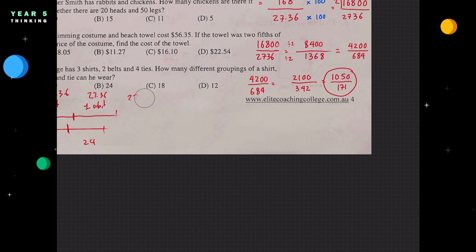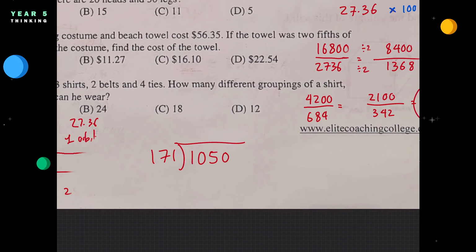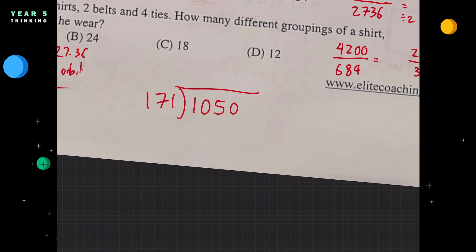I need some space. Because this is a division, the fraction here is a division, so we're still dividing. We're still doing 1050 divided by 171. Okay, I'll just do it here. So we look at 105 divided by 171. Can we do that? No, because 105 is less than 171, so you can't do it. So that means we have to take the whole thing and try and figure out how many 171s go into 1005.